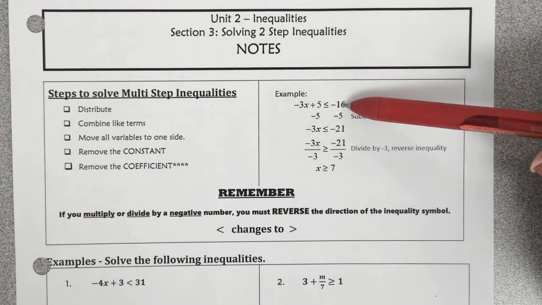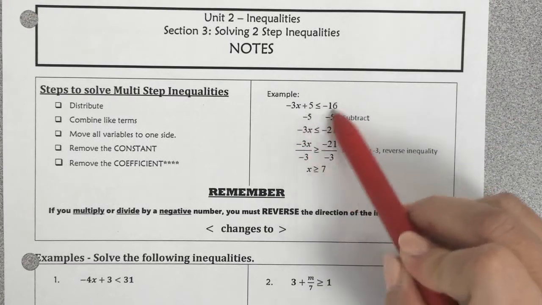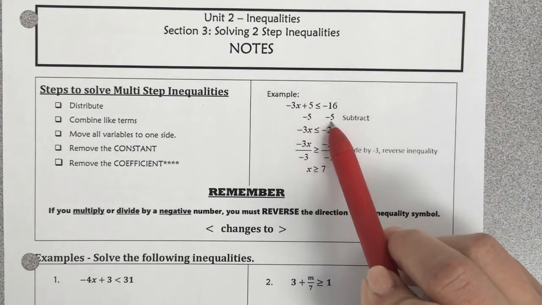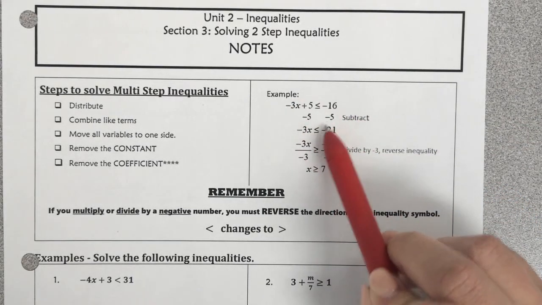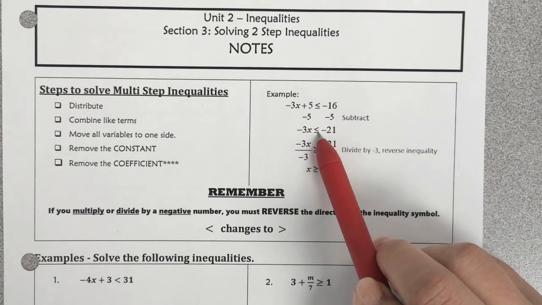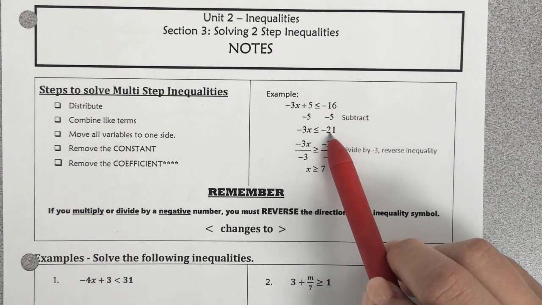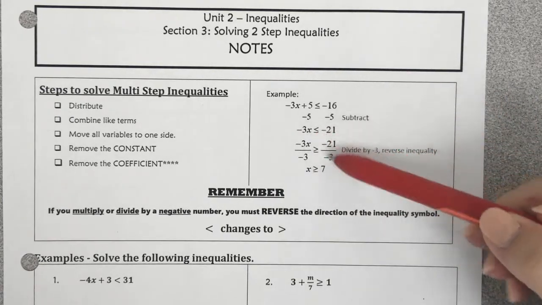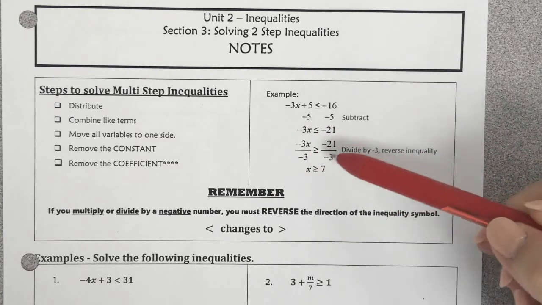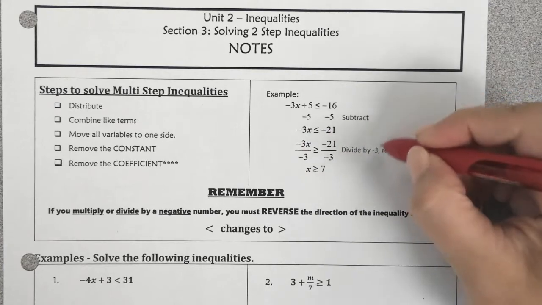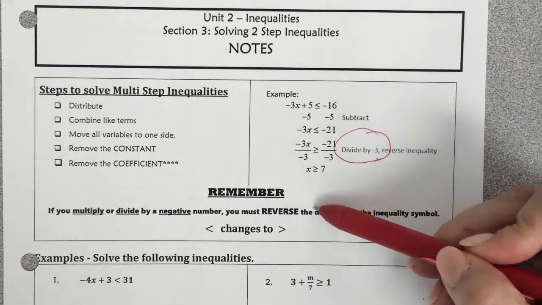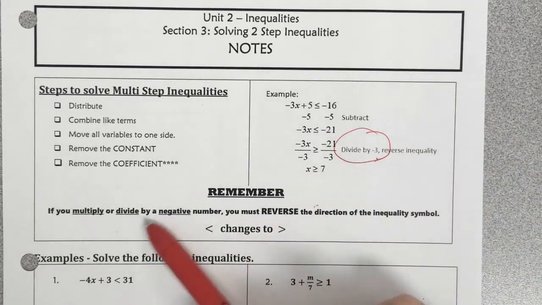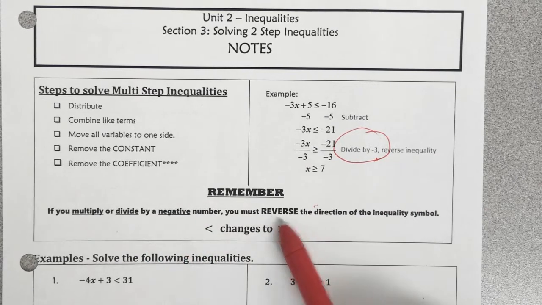If you look at this example, this was my original inequality. I started by subtracting 5 from both sides. That's how I got negative 3x is less than or equal to negative 21. So I did subtraction, which is something I'm allowed to do. Then I divided both sides by negative 3. Because I divided by a negative number, this is key here. If you ever multiply or divide by a negative, you have to reverse the direction of that inequality symbol.